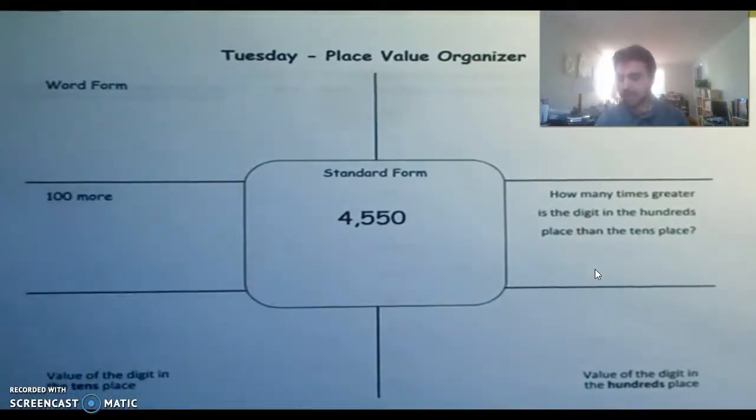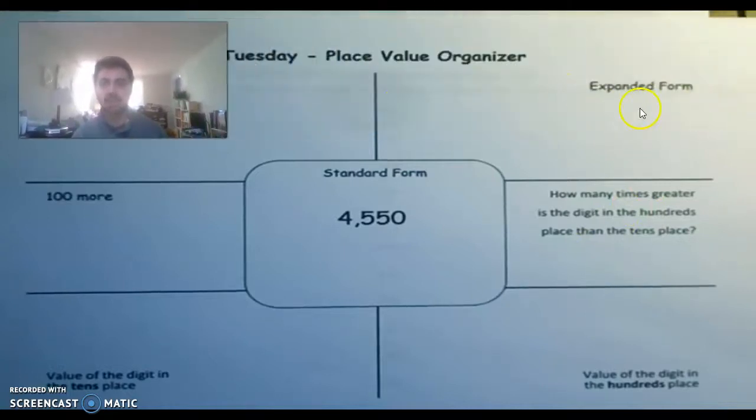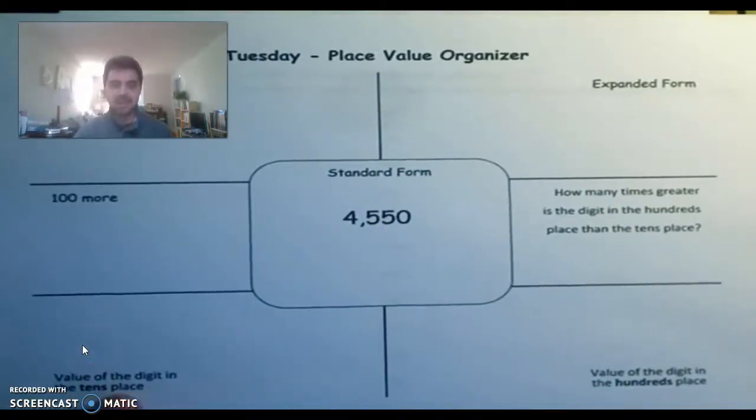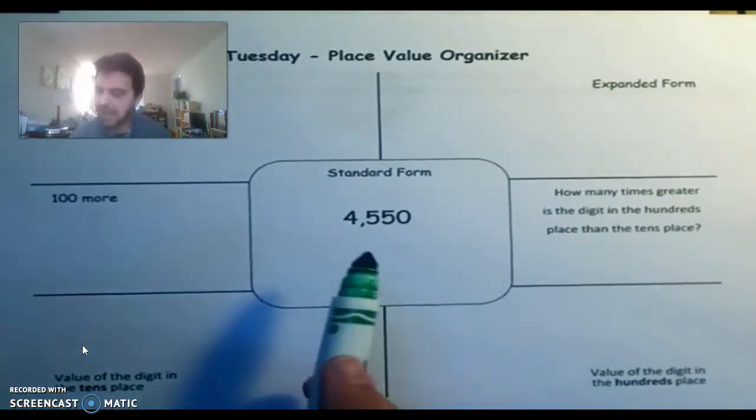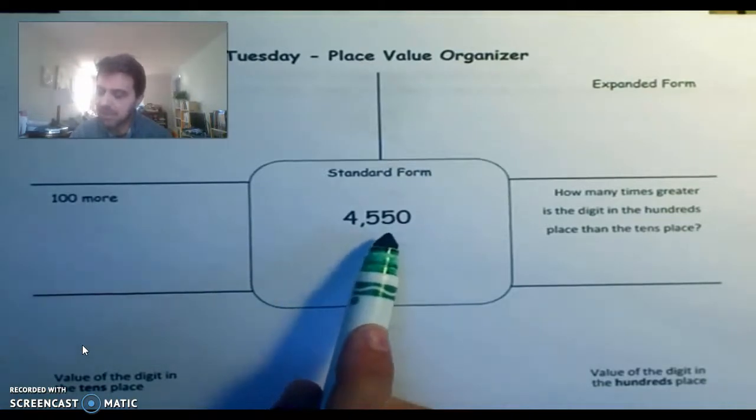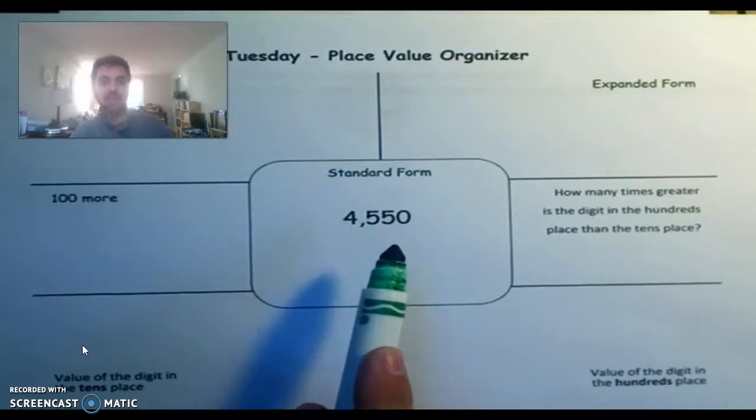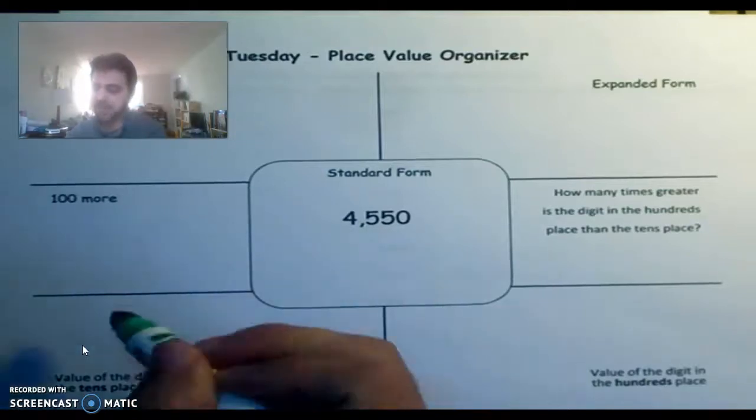You would write that in expanded form if I move my head here, okay? And you would add 100 more here. So here's your hundreds place, okay? And then what we've been working on is this question. You would also put the value of the digit in the tens place. So let's look at that. That would be 5 is in the tens place. So if you have 5 tens, that's 50, okay?